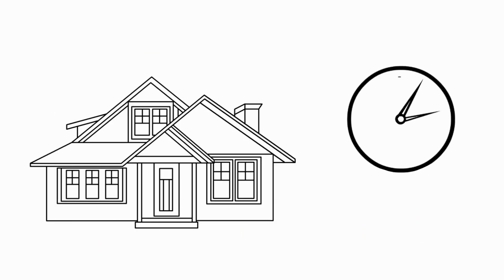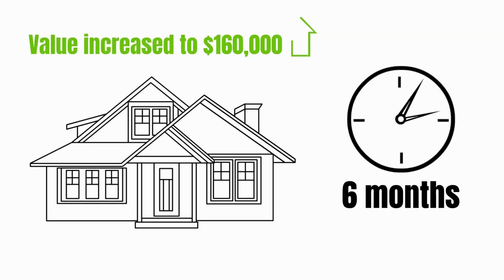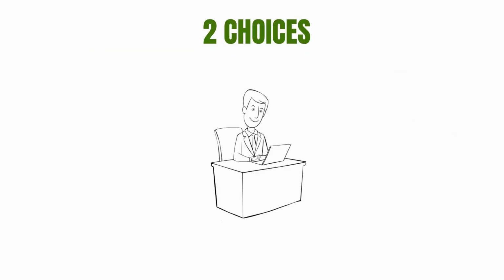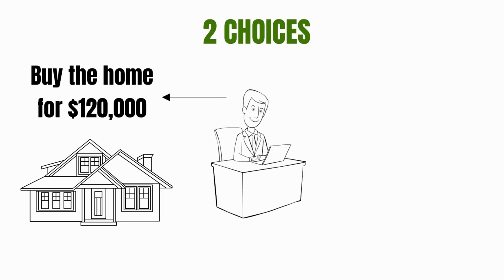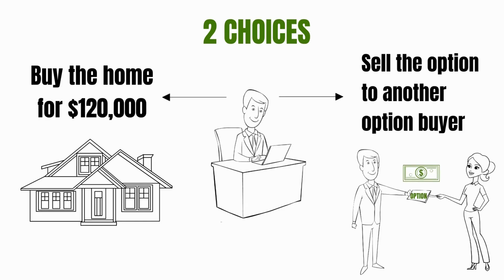So 6 months has gone by, and now the value of the home is $160,000. At this point, I have two choices. I can buy the home at $120,000 or sell the option to another option buyer.